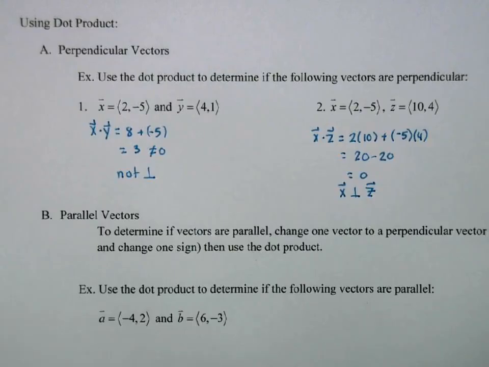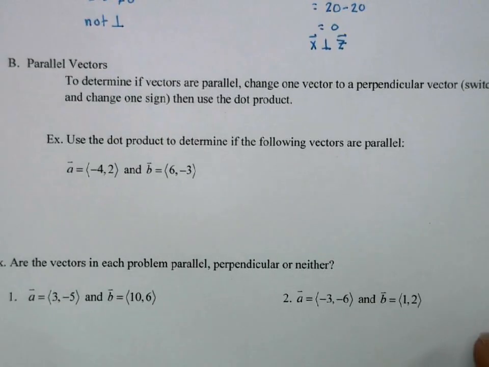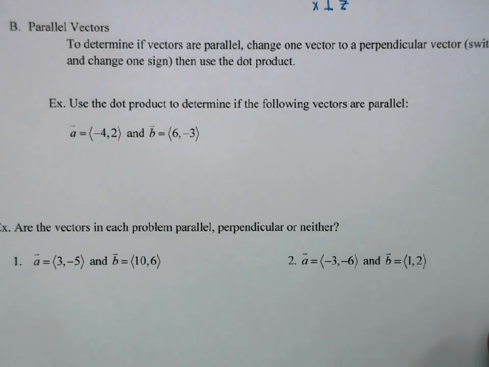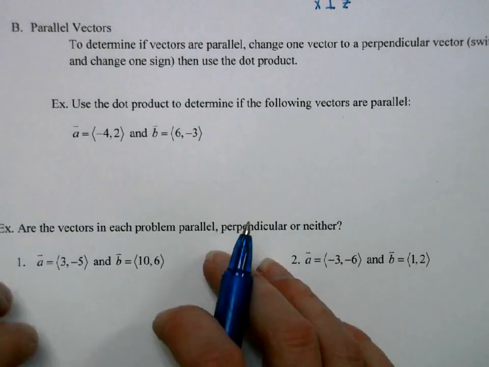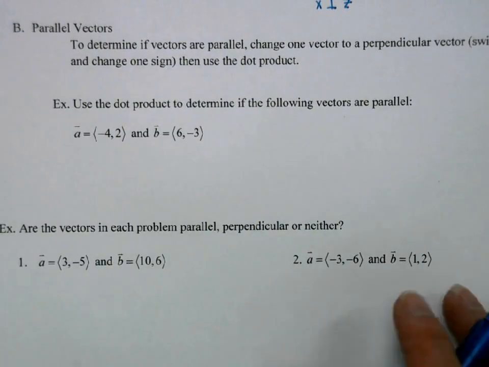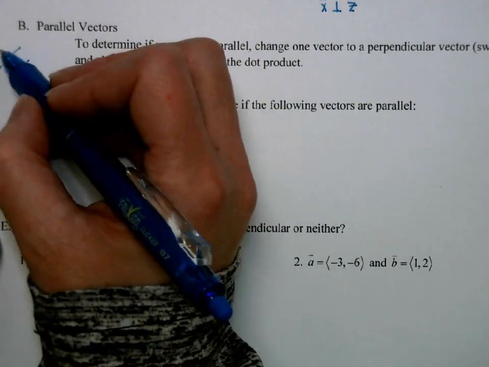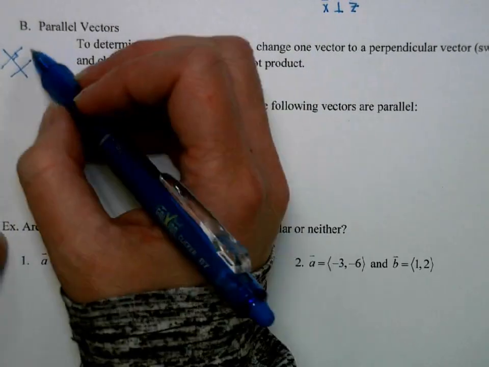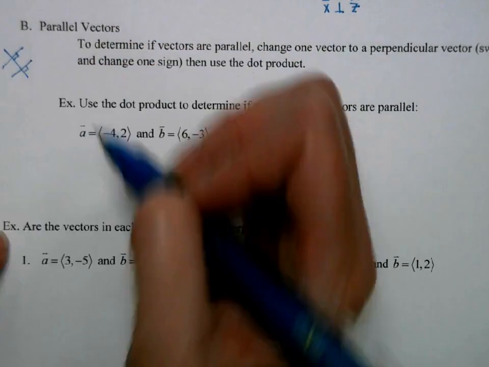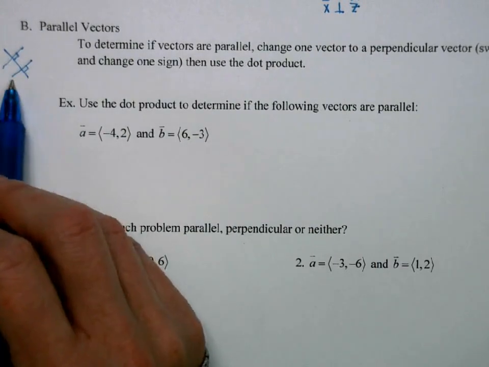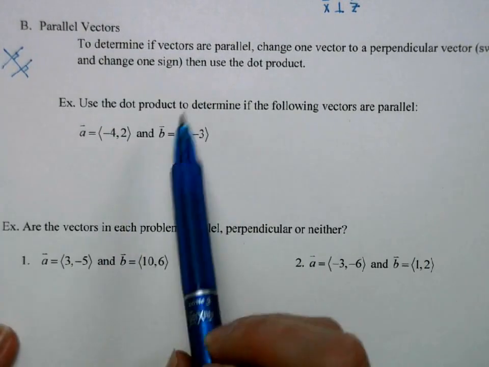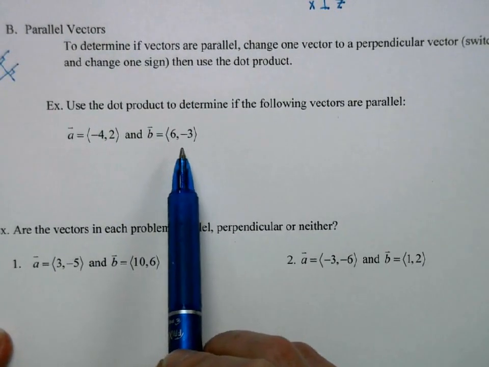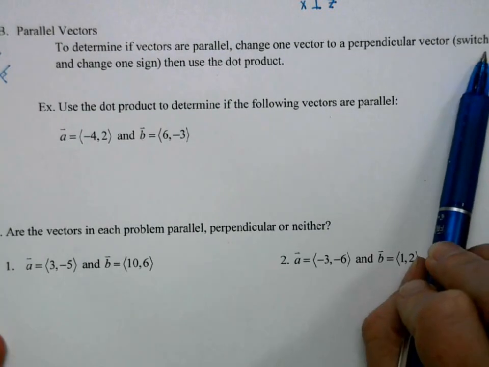We can also use the dot product to determine parallel. We kind of got to be a little bit clever with this, because really all the dot product is going to tell us is if they're perpendicular. But we can use the fact that if we could show these are perpendicular and these are perpendicular, then they're parallel to each other. Okay, so what we're going to do is we're going to change one of these vectors to a perpendicular vector. The way we will do that is we're going to switch x and y and change the sign.